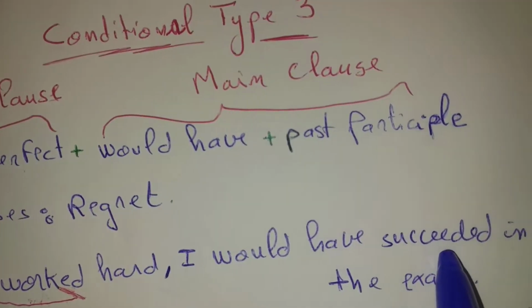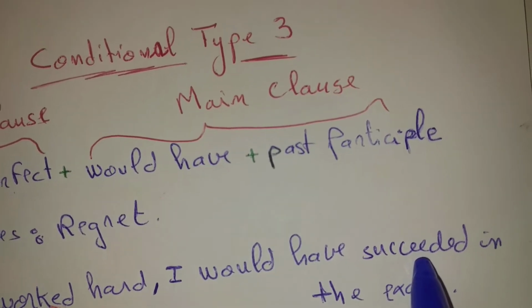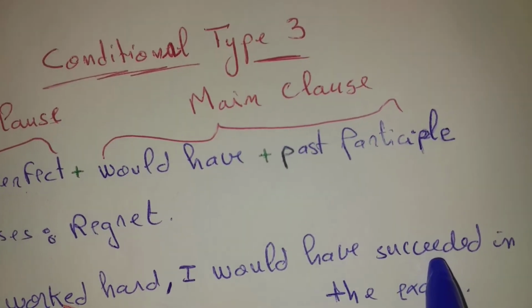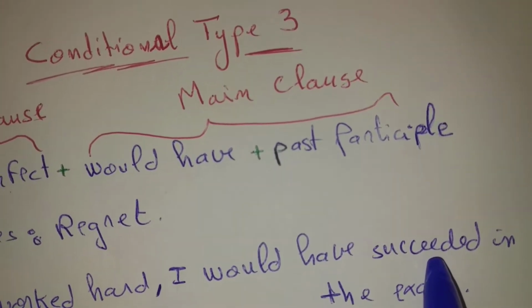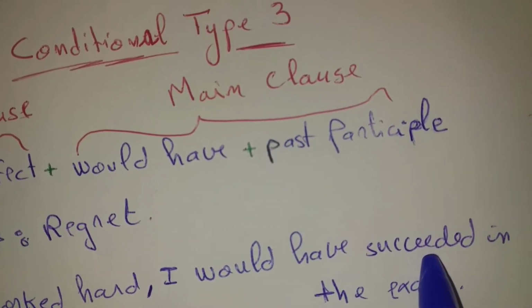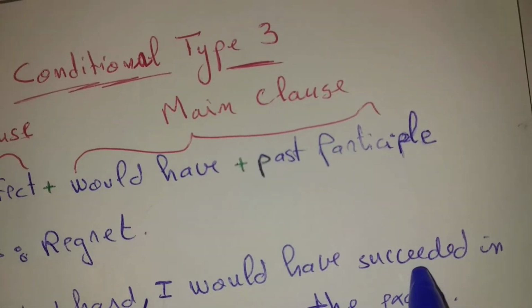For example here we have the verb succeed. We have would have succeeded. Talk, I would have talked. Speak, I would have spoken. Work, I would have worked, which means past participle.